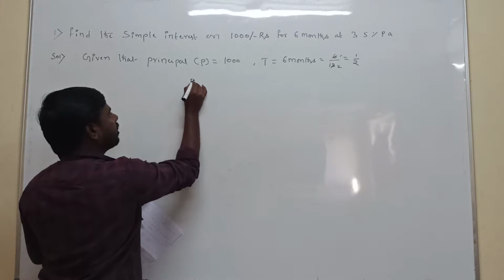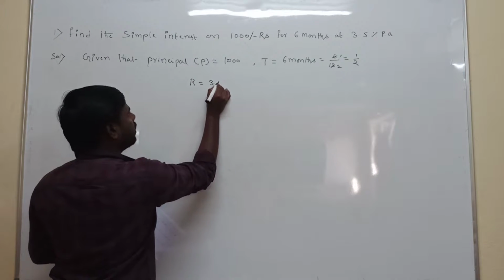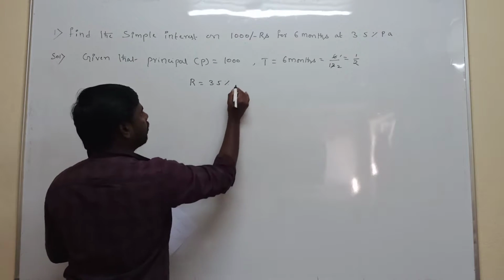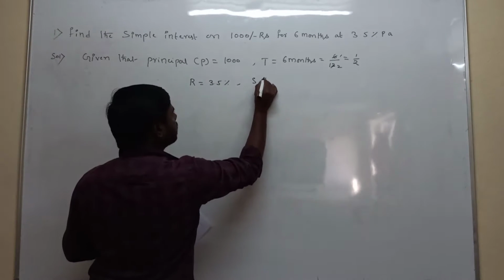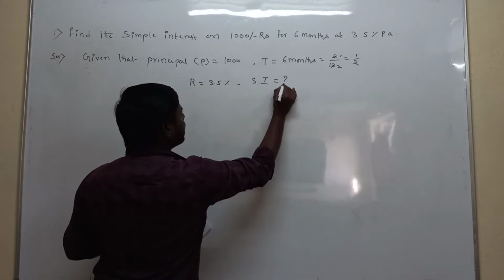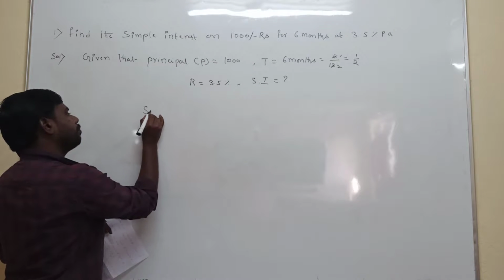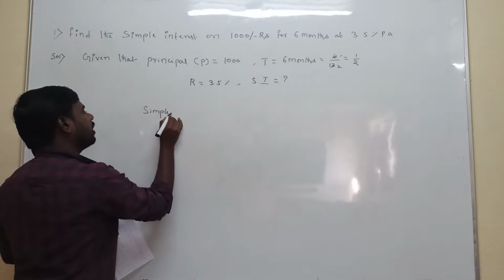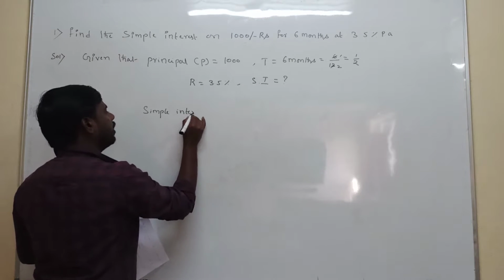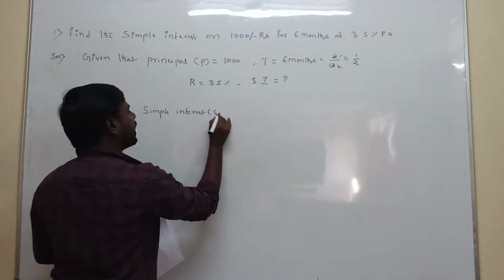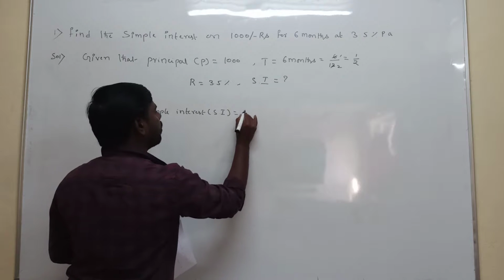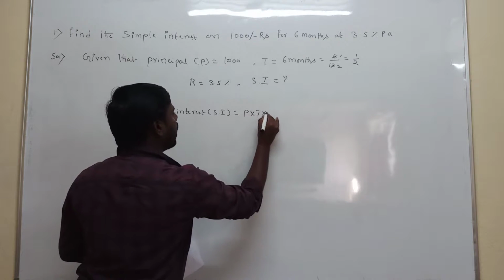What is the given rate of interest? 3.5% per annum. What are they asking? We need to calculate simple interest. What is the simple interest formula? Simple interest, short name S.I., is equal to PTR by 100.